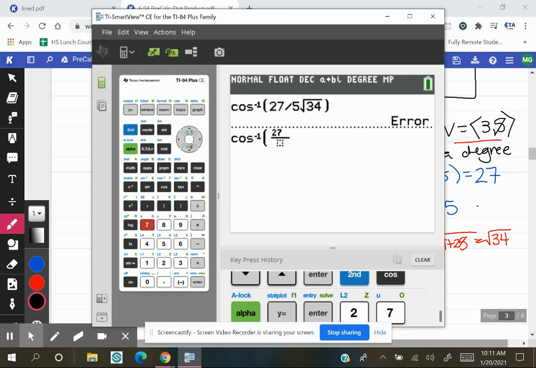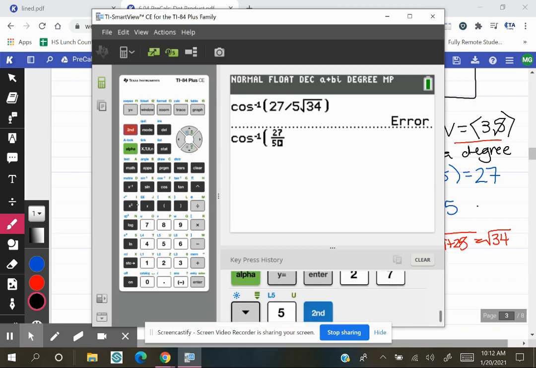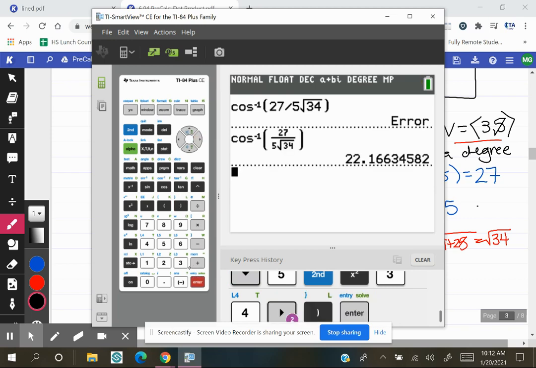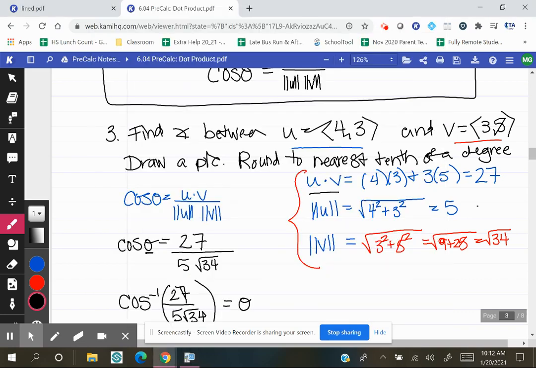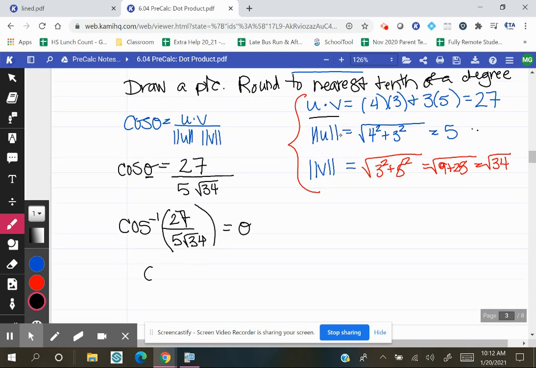So multiply the top and the bottom by rad 34. But I believe one of these ways works on these calculators. It's a little finicky on the newer calculators. There we go. You have to use the alpha y equals, and then it gives it to you. Again, if that doesn't work on your calculator, just multiply the top and the bottom by rad 34 to get the radical out of the denominator. So now I'm going to write out that entire decimal: 22.1663458, and then it says to round to the nearest tenth. So that would be 22.2 degrees for my final answer.